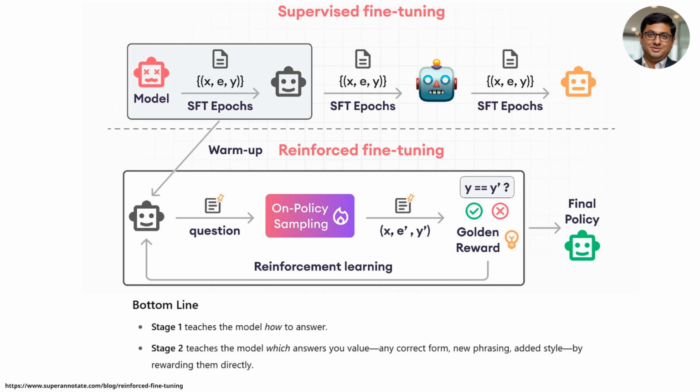Here, the model improves through online self-learning, using question-answer pairs. It samples responses, evaluates their correctness using a precise reward, and updates its parameters based on this feedback. The process often uses the Proximal Policy Optimization (PPO) algorithm. Rewards are assigned depending on how closely the model's answers match the ground truth answers, encouraging better performance. The bottom line is that Stage 1 teaches the model how to answer, while Stage 2 teaches the model which answers are preferred, rewarding any correct form, new phrasing, or added style directly.